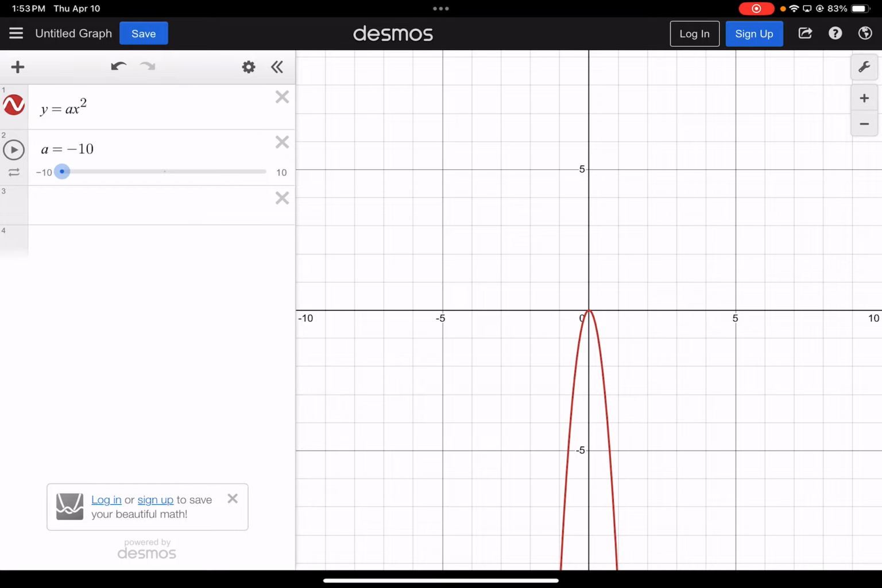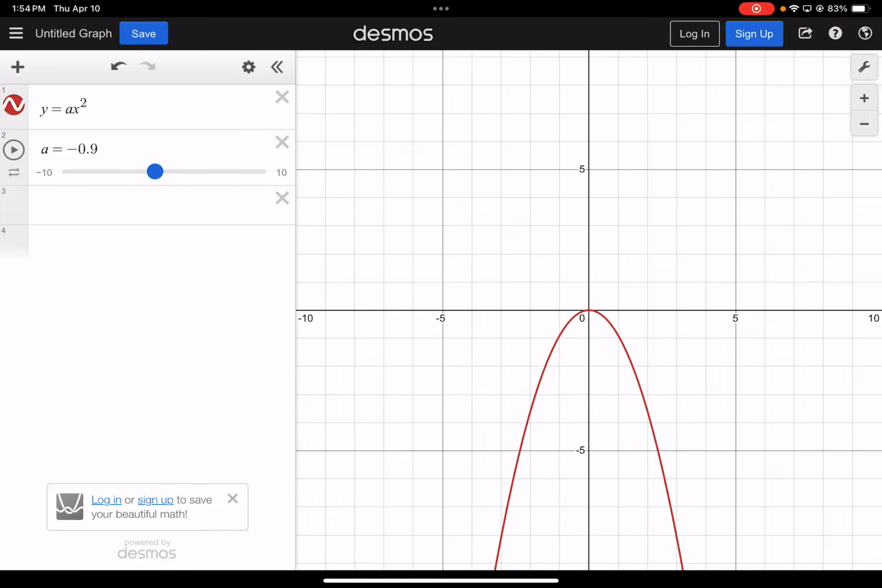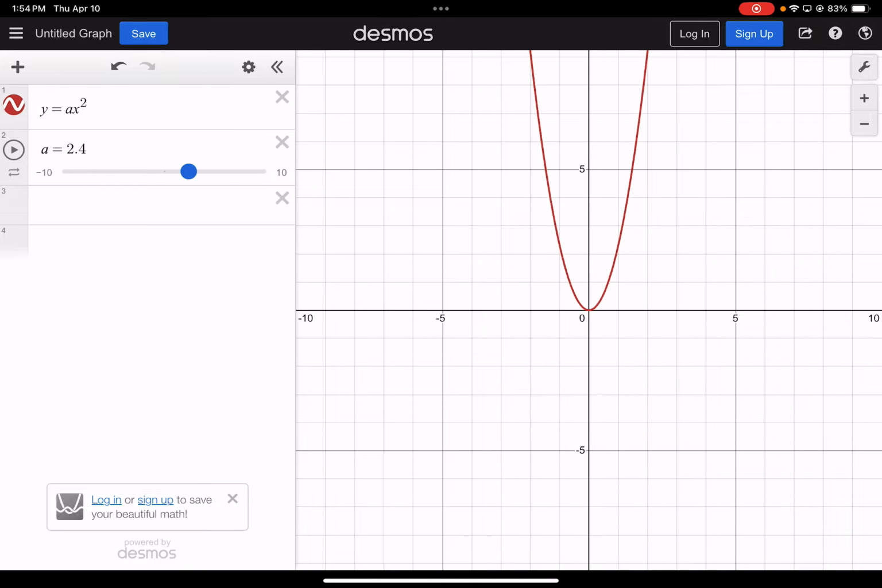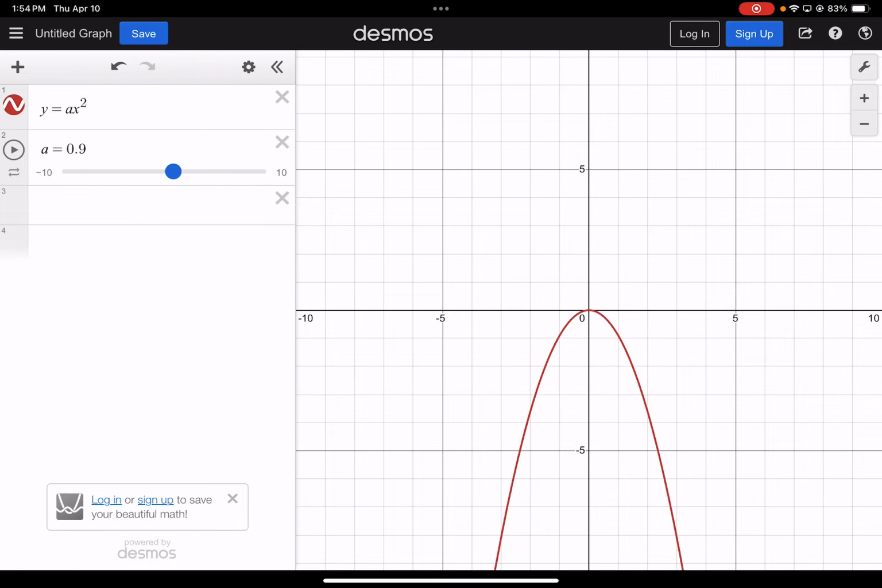The bigger the A, the skinnier it is. The smaller the A, the fatter it is. Positive means it opens up. Negative means it opens down. Isn't that fun?